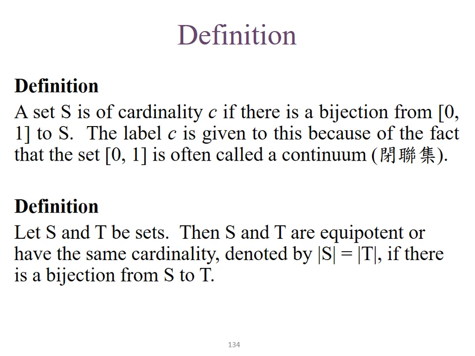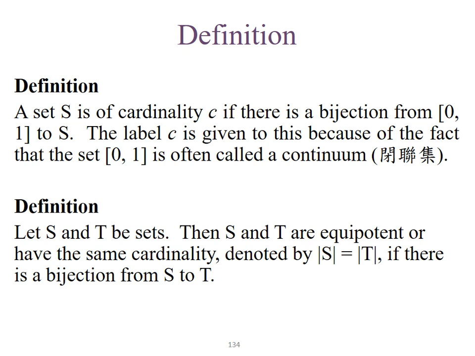If you can map 0 to 1 onto the set S, then we call the cardinality of that set C. Actually, we know it's uncountable, but now we give a cardinality to that uncountable set. We use the label C to indicate the continuum between 0 and 1. So this is a new definition, just like aleph-null.